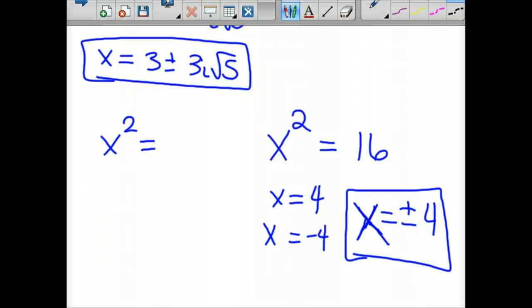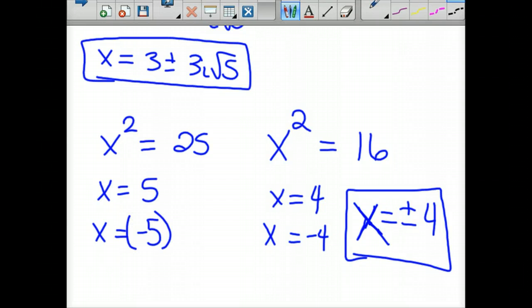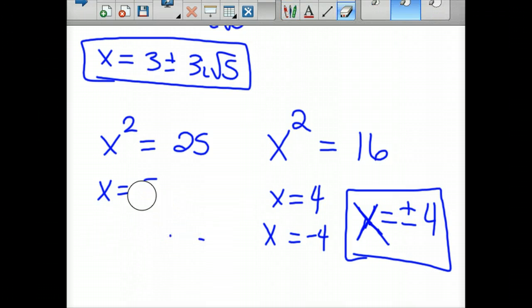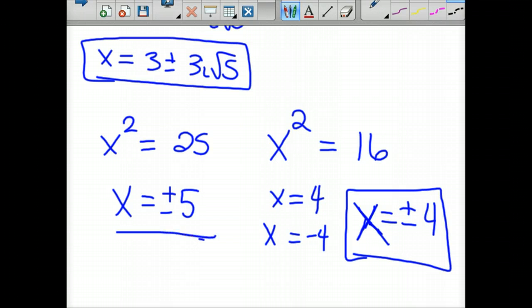x squared equals 25. Well, immediately you think, oh yeah, 5. Well, problem is, or not a problem, but negative 5 also works there because negative 5 squared is equal to 25. And I shouldn't do a run-on sentence like that, but you get the idea, I hope. And so your answer for this one is x is equal to plus or minus 5.